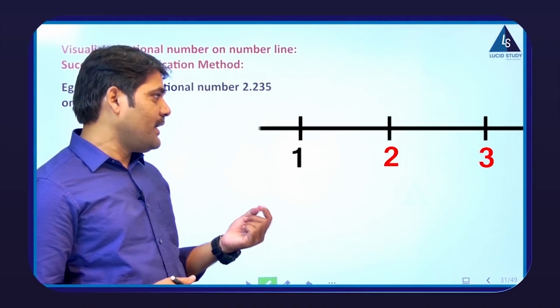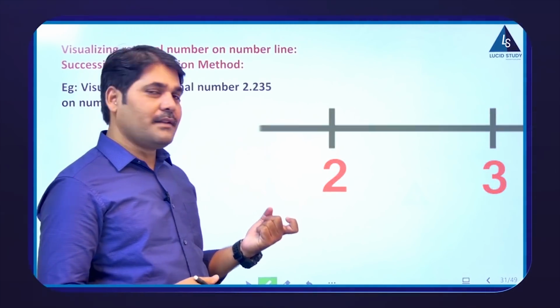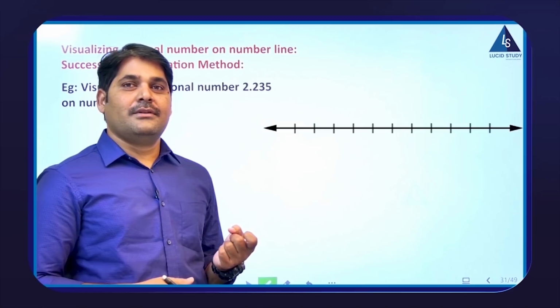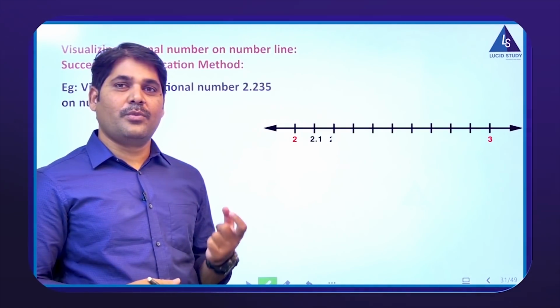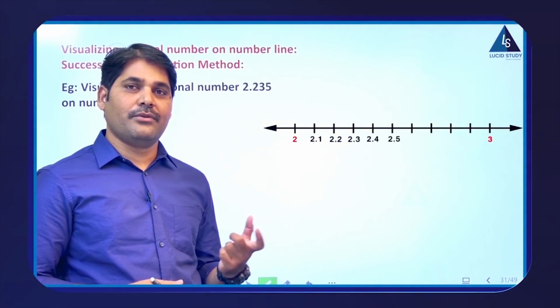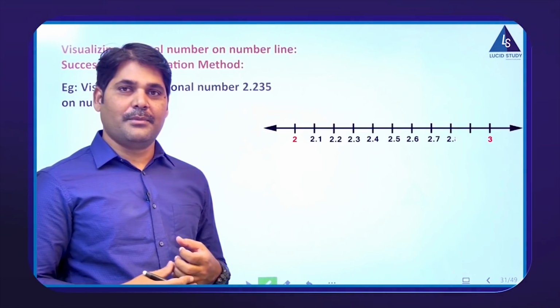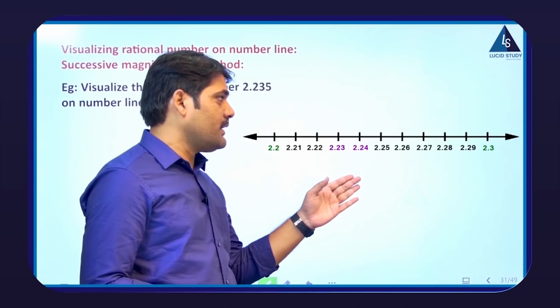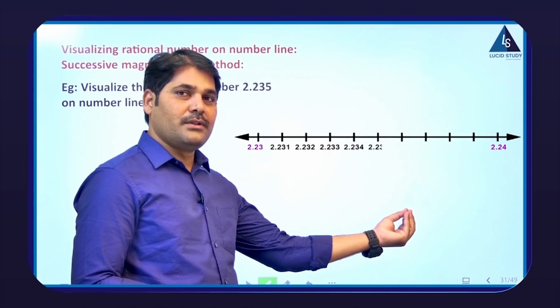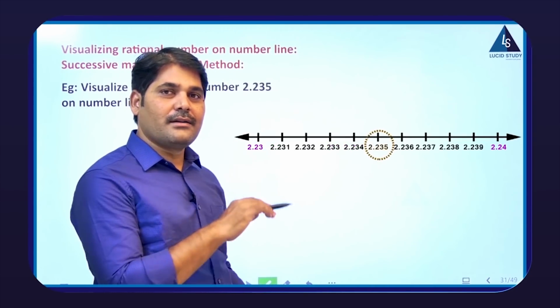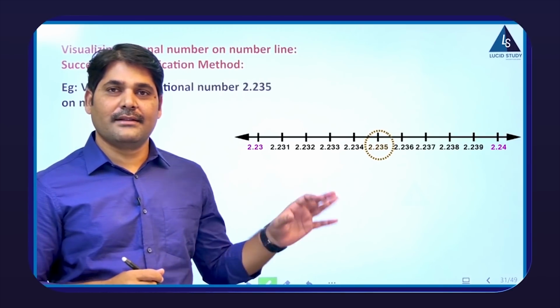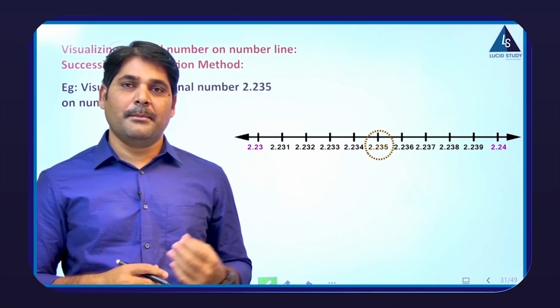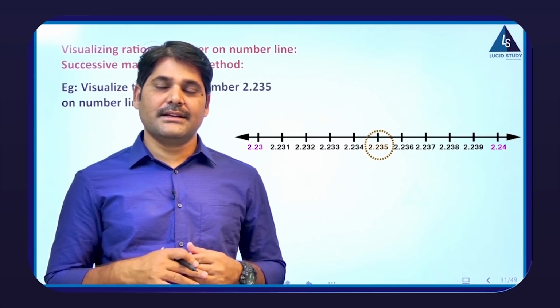So if you magnify that in between 2 and 3, you will have 2.1, 2.2, 2.3, 2.4, 2.5, like this up to 3. So again our number is lying in between 2.23 and 2.24, 2.235. So we will round that 2.235. So like this we will visualize by the successive magnification method.